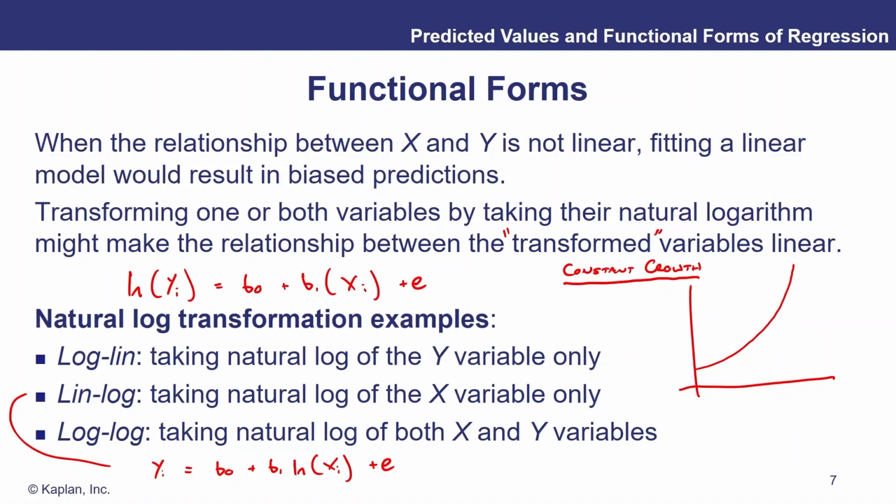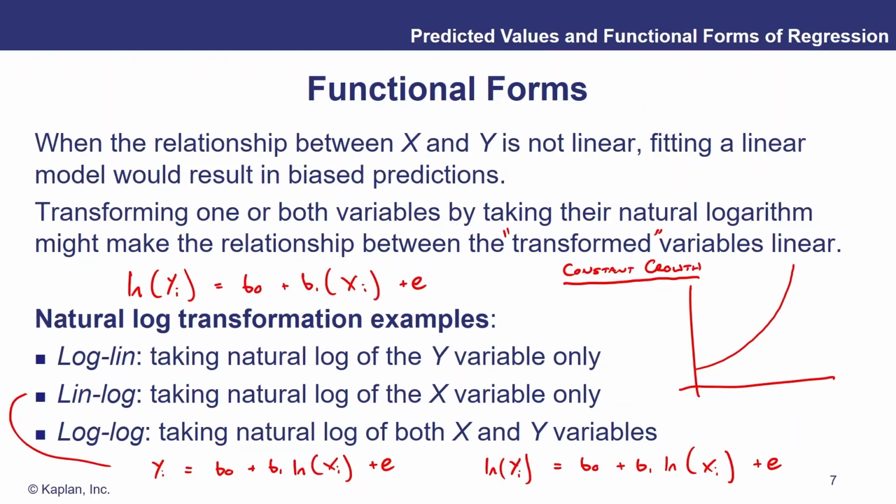So log-lin if it's the dependent variable, lin-log if it's the independent variable, and log-log if we are transforming both. So there is constant growth in both the dependent and independent variables. So a log-log would look like the natural log of the dependent variable is equal to b0 plus b1 times the natural log of the independent variable plus an error term. That would be a log-log model.